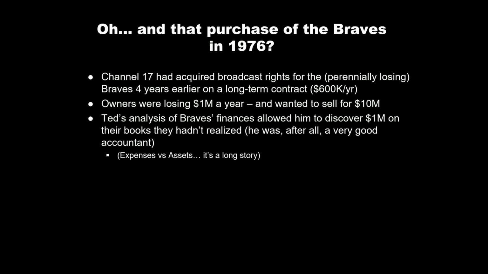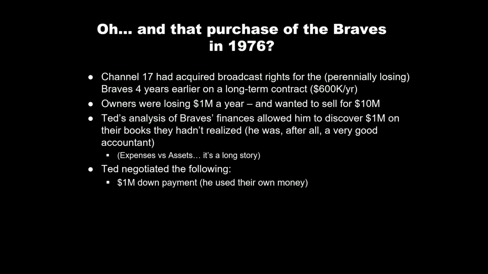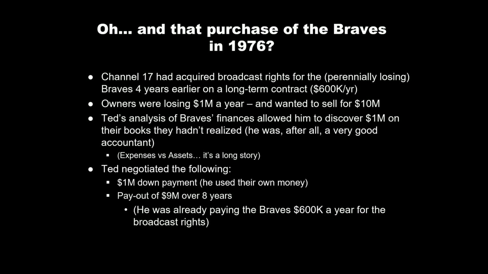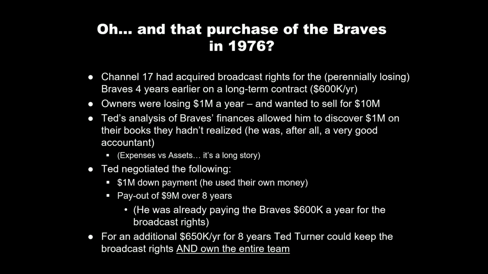So Ted negotiated the following. One, he'd make a $1 million down payment for the Atlanta Braves, and he'd use their own money to do that. And then he'd pay out the remaining $9 million over 8 years. It turns out that because he owned Channel 17, he already had the broadcasting rights, and he had to pay them $600,000 a year for the broadcasting rights. So basically, for an additional $650,000 per year for 8 years, Ted Turner could keep the broadcasting rights and own the entire team.